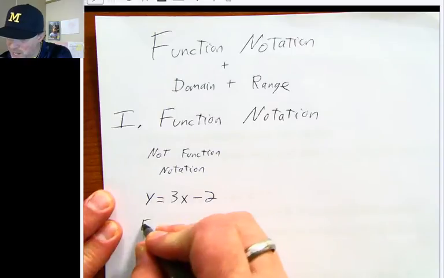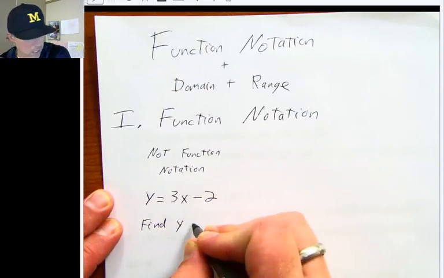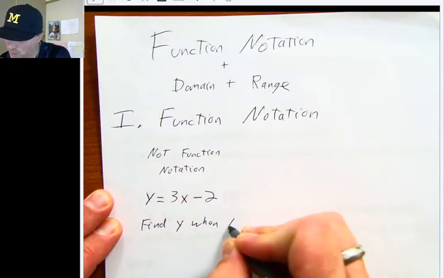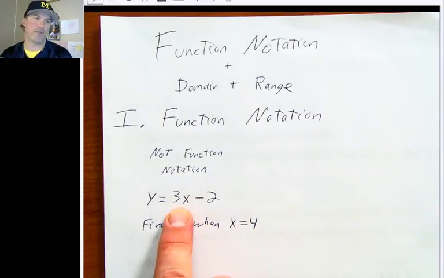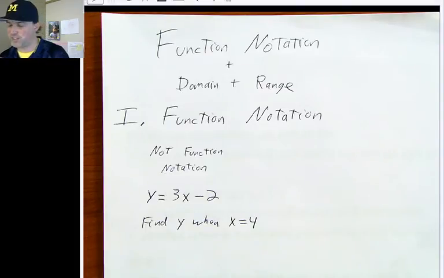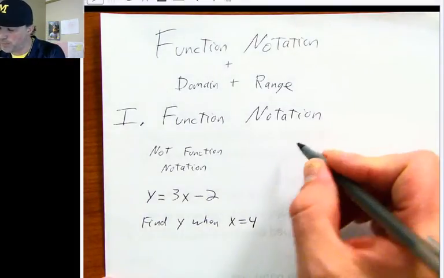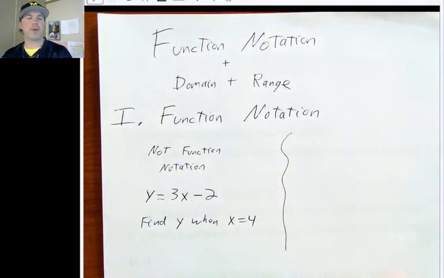And you may be asked to find y when x equals 4. You've done this before. You take the x, you plug in 4. 3 times 4 is 12, minus 2 is 10. You get an answer of 10. So that is what I would call not function notation.